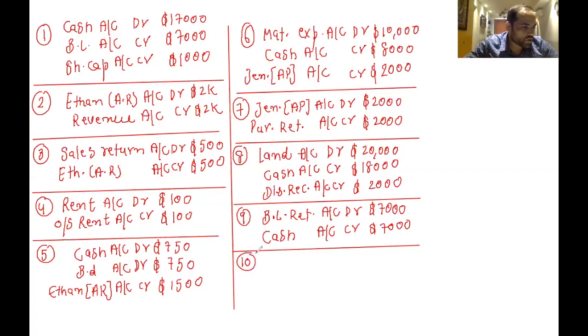Number 10, product sold to Kelly at 5% discount on credit, value 2,000. What is debit? What is credit?